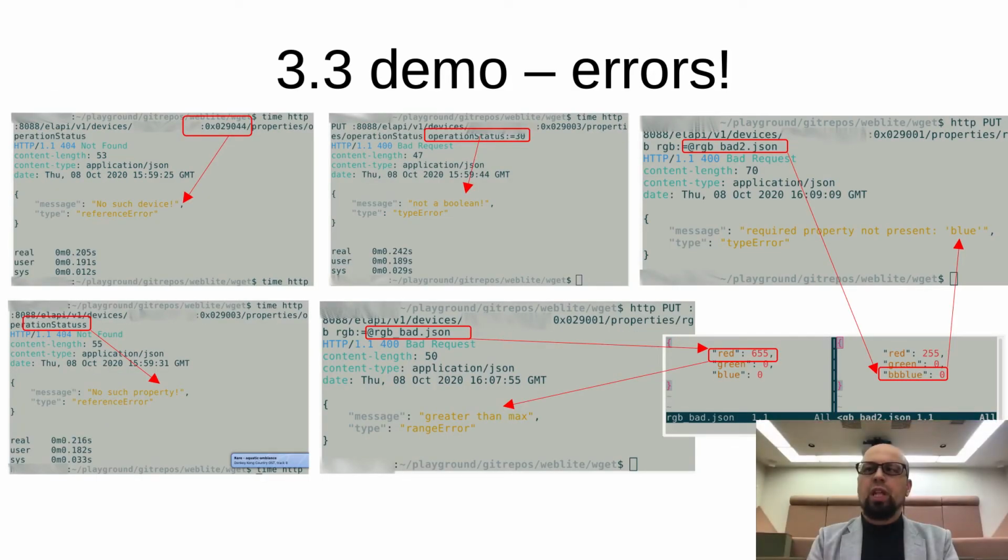Here, we demonstrate the error handling functionality of the front end. A 404 resource not found error will be generated in case of a misspelled device or property name. If the user makes a request that does not follow the schema, a 400 bad request error will be generated, pointing to the erroneous data whenever this is possible.